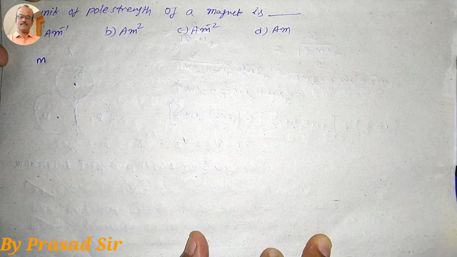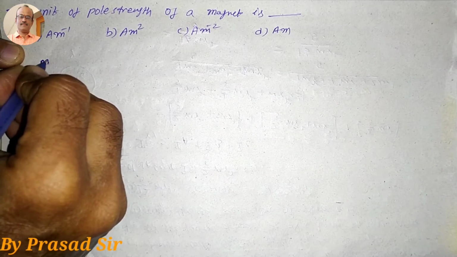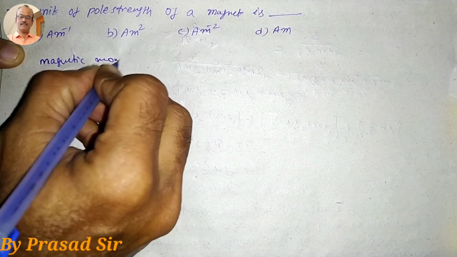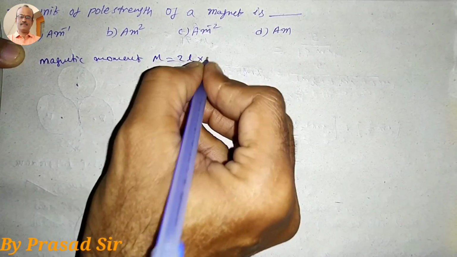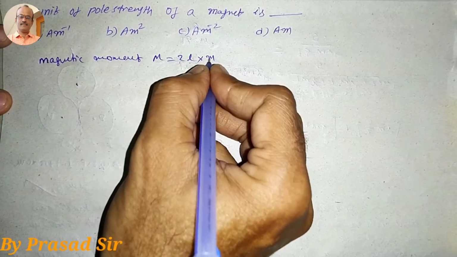Number 36. The unit of pole strength of a magnet is how much? So here first of all, the magnetic moment, capital M, is equal to pole strength into magnetic length. That is, 2L is the magnetic length, and M is the pole strength.